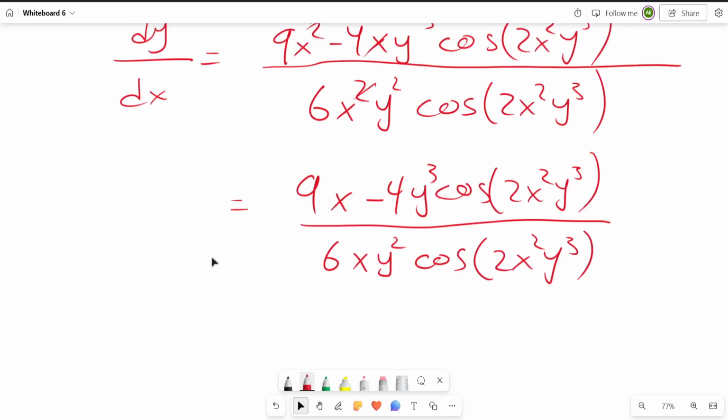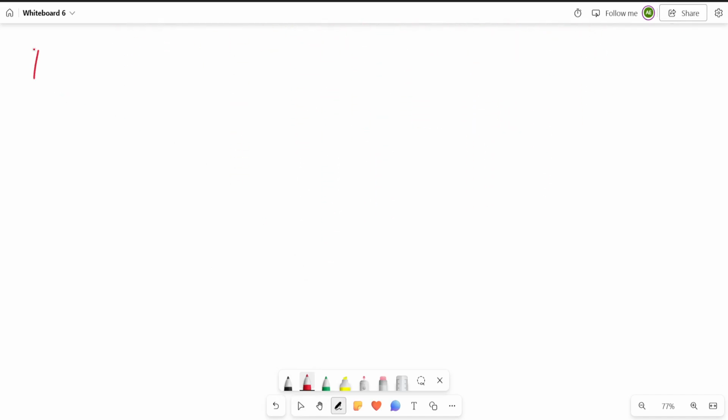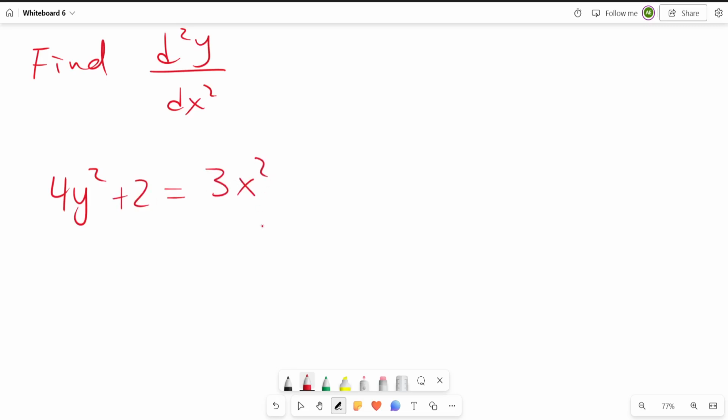Let's say over here we want to find not the first derivative, but it says find the second derivative of the following function, which is 4y squared plus 2 equals 3x squared. So first we need to find the first derivative and then differentiate it to get the second derivative. So let's keep doing the same as what we were doing. So 4y squared, differentiation of this is going to be 8y, multiplying dy by dx, then plus 2 is basically 0, and then this differentiation is going to be 6x.